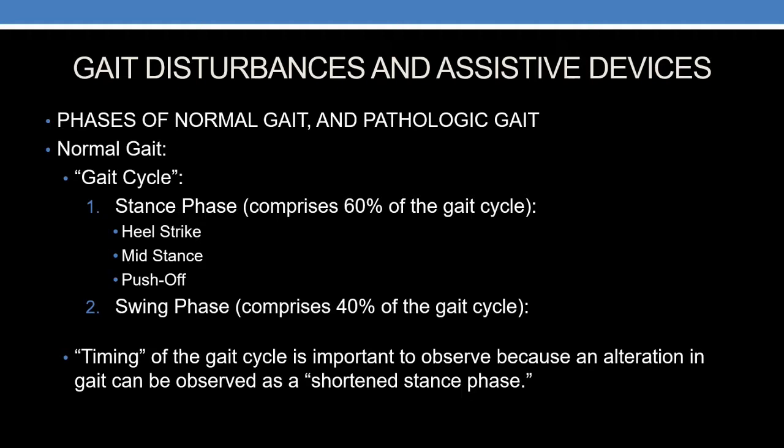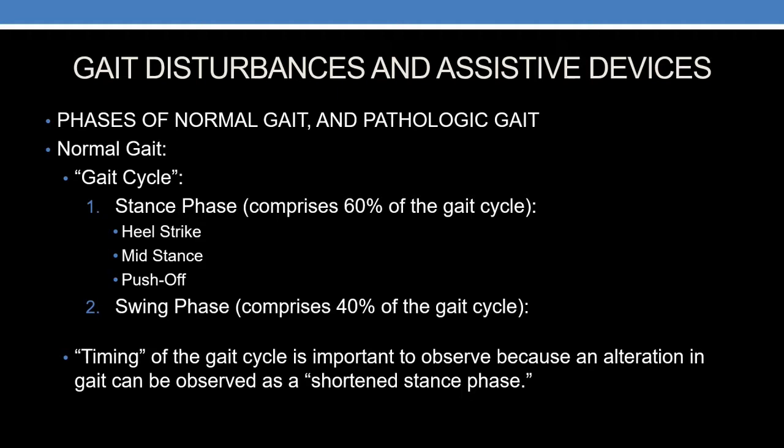Shortened stance phase. So with a shortened stance phase, or a shortened weight-bearing portion of the phase of gait, the ratio of 60-40 starts to change, and that 60 starts to become a smaller number. In fact, we might see a 50-50 type of ratio between the stance phase and the swing phase, or even less time involved with the weight-bearing phase. And this becomes quite easy to detect when it's present.